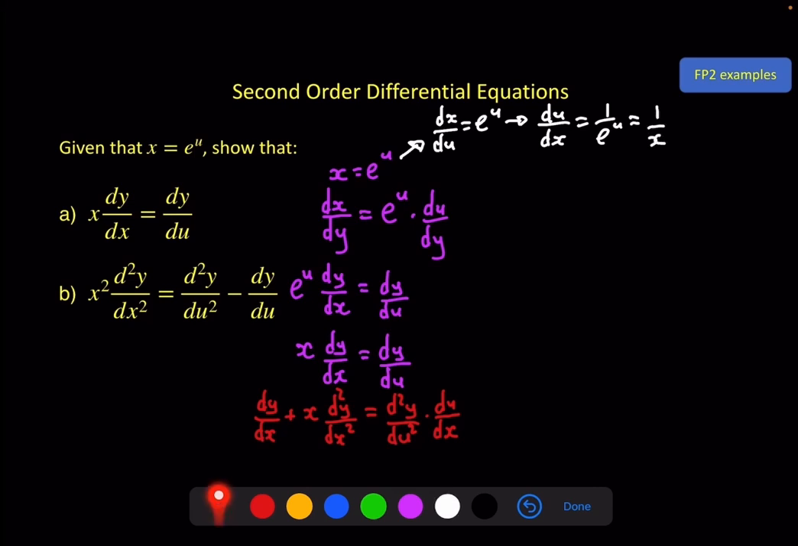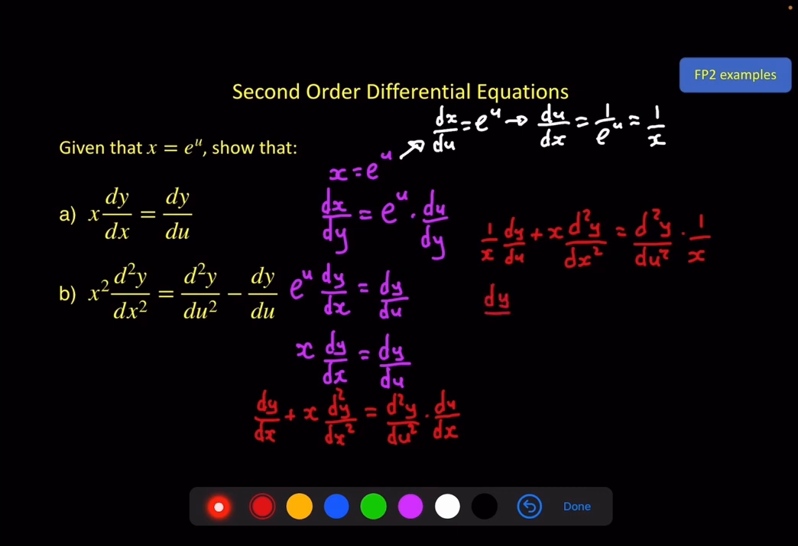So du by dx is the same as 1 over x, so I can substitute that in there. Here, dy by dx is the same as 1 over x dy by du. So I have 1 over x dy by du plus x, second order derivative here that I did not want to change, equals the second order derivative here that I did not want to change, times by du by dx, which I now know is equal to 1 over x. Multiply everything by x to get rid of those fractions, and I'm almost there.